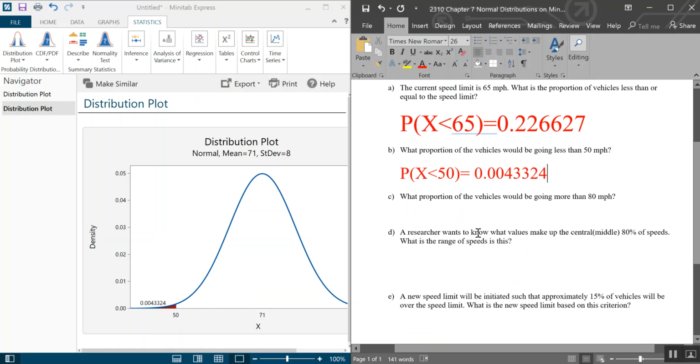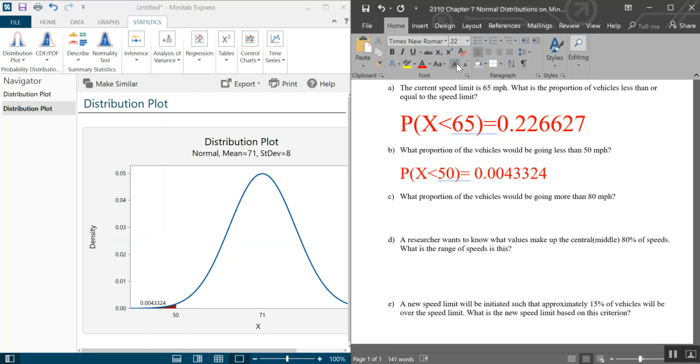All right, so what portion of vehicles are going to be going more than 80? These are the people who pass you going real fast, because this is a 65, remember. So we're going to go over 80 miles per hour. Remember, over or going more than should be a greater than. So I want to go the other direction. I want speeds that are greater than 80 miles per hour. So it's no longer going to be a left like the previous two were. It's going to be a right.